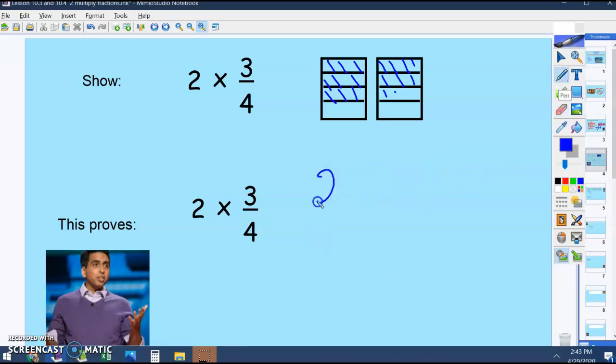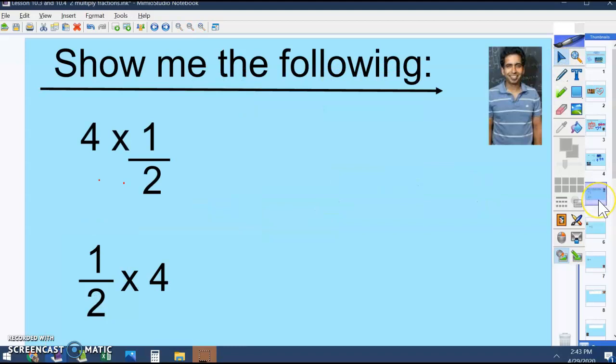And I want you to recognize that because in this equation, 2 times 3/4, if my answer was 6/4, I can put a 1 over here, and notice I can do 2 times 3 is 6, and 1 times 4 is 4. Let's look at the next slide.